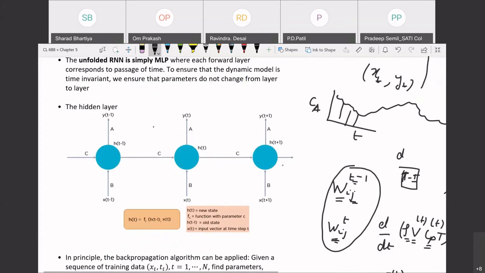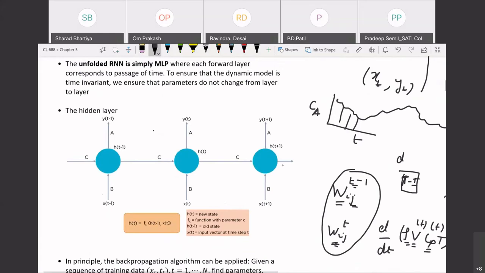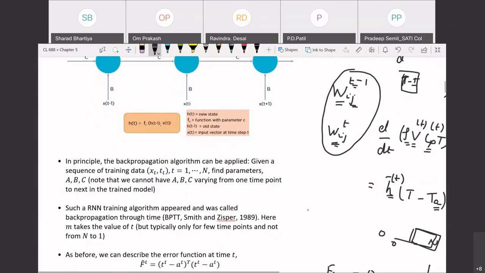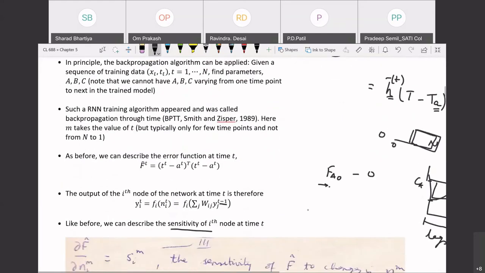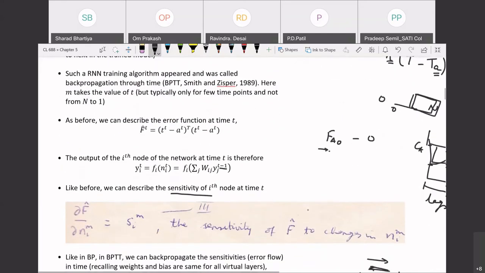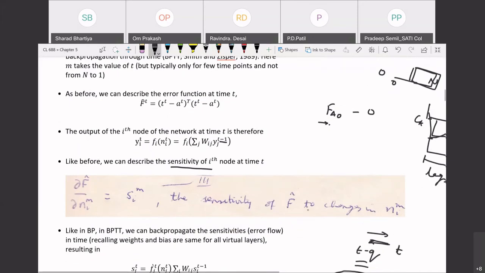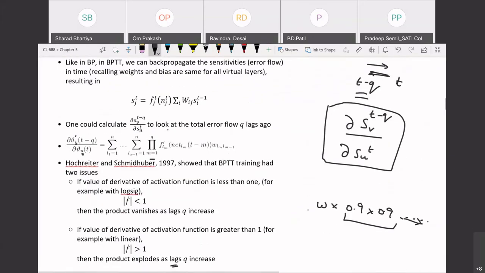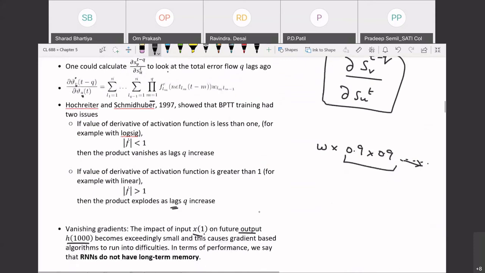So again, your unfolded RNN is simply an MLP, multi-layer perceptron, where each forward layer corresponds to passage of time. I've already said this, that you cannot have it as time varying. Now there was a problem when you don't allow it to be time varying, and I'll just tell you what that problem is. We had talked about sensitivities, and these equations will not make any sense in this class, but we had talked about certain sensitivities and how you backpropagate them.